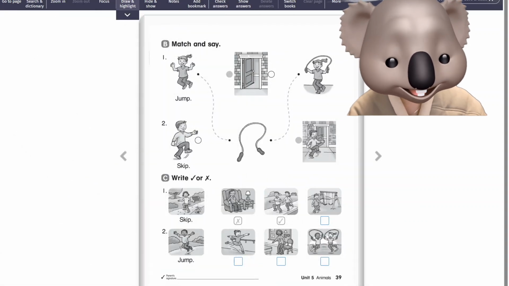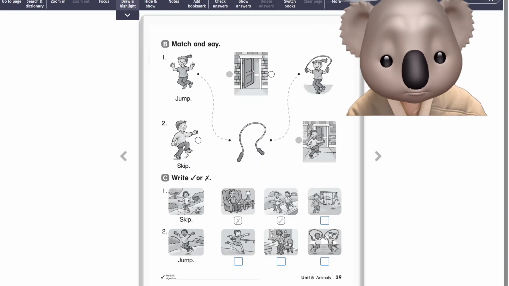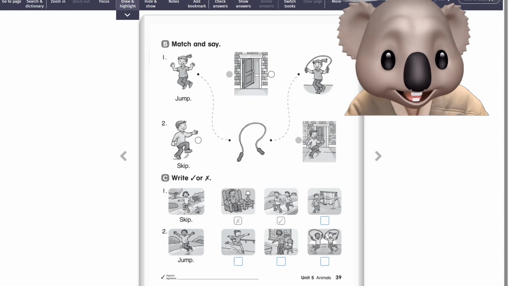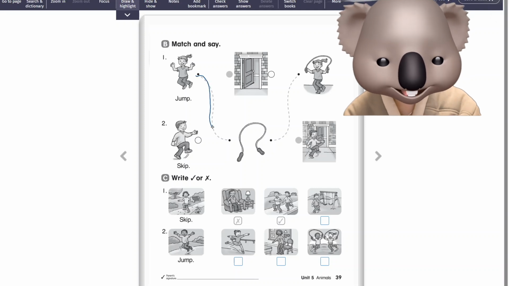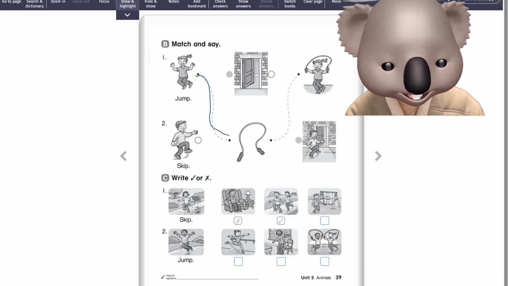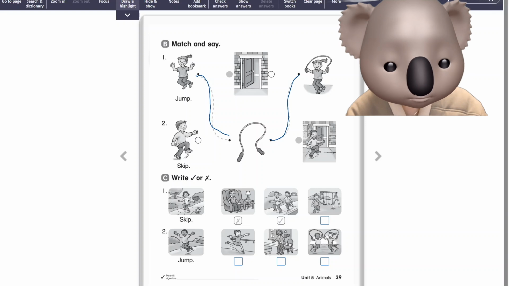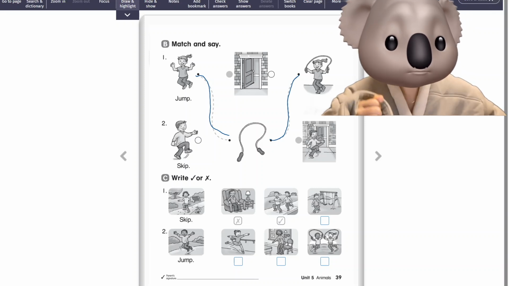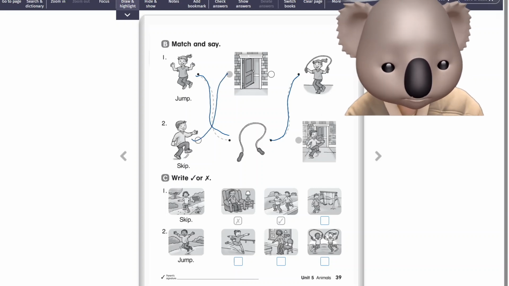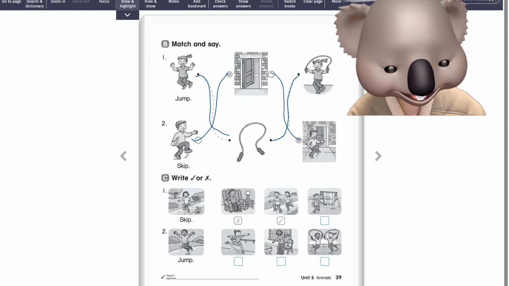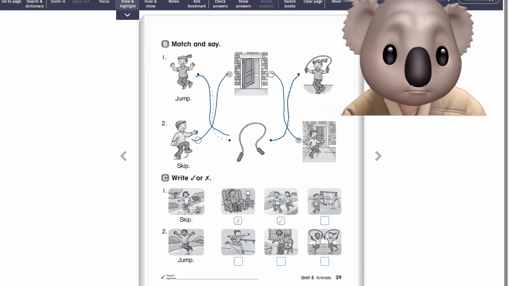On page 39, part B says match and say. In number 1, this action word is boing, jump. How do we jump? We can jump with a jump rope. Then we'll match this picture to jump. In number 2, we have skip. Dung, du, dung, du, dung. We'll match this to the door. We skip to the door. Great job!